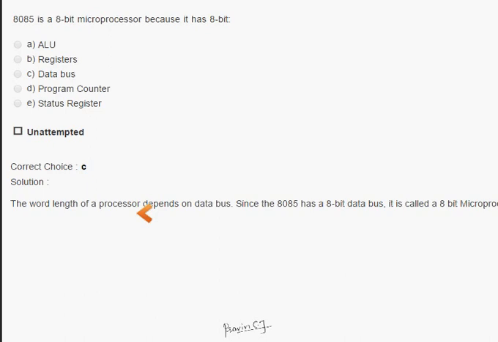ALU cannot be the answer. ALU is an arithmetic logical unit. Registers cannot be the answer. If you don't know exactly how microprocessor technology works, you might give the answer register, but that is the wrong one. Data bus is the exact answer. The 8086 is a 16-bit microprocessor, because it carries 16 bits of data at a time on the data bus.